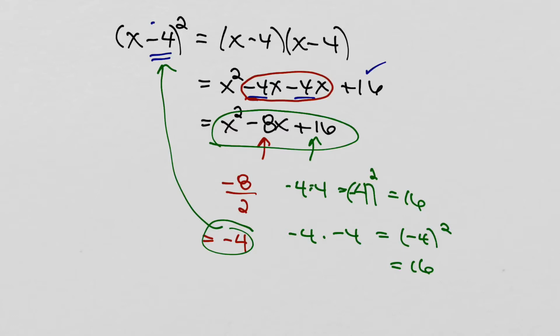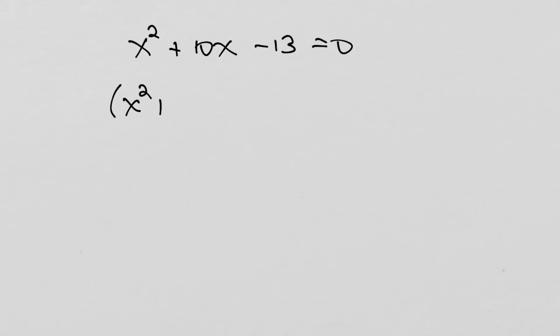Okay, so let's walk through a couple of examples to remind ourselves how we can actually go through this completing the square process. If I gave you this equation, x^2 + 10x - 13 = 0, and I ask you to solve this by completing the square, here's what we would do. Let's write these x's over here by themselves.